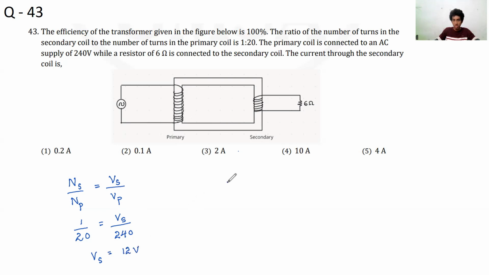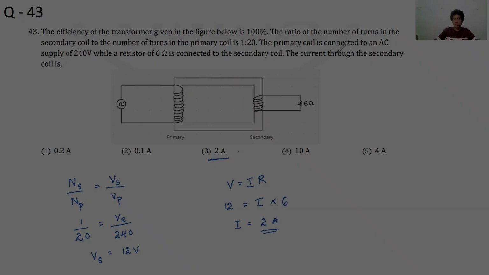Then we can apply V equals IR to the secondary coil. The voltage is 12 volts, we should find the current, and the resistance is 6 ohm. Therefore, the current will be 2 amperes. So the current that flows through the secondary coil is 2 amperes. So the correct answer is the third one.